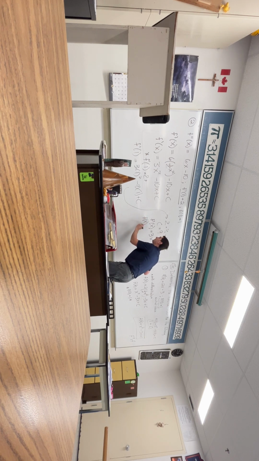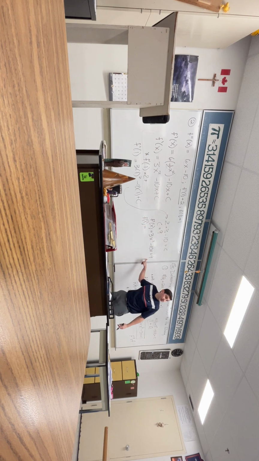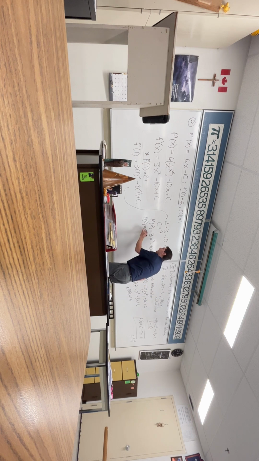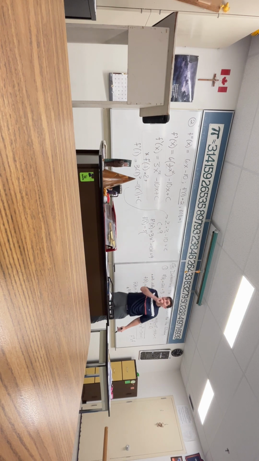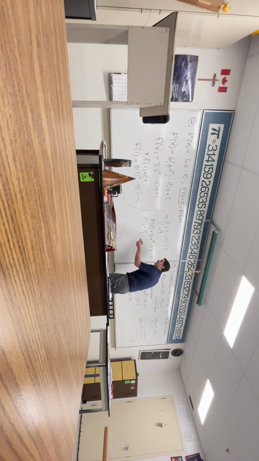So, the antiderivative of f prime is f. Would we agree? 3x squared. Well, this is going to be 3 times the antiderivative of x squared. Antiderivative of x squared, 1/3 x cubed. Minus 10 times the antiderivative of x. Antiderivative of x, half x squared. Good. Plus the antiderivative of 9.